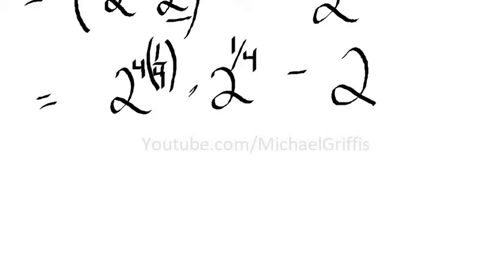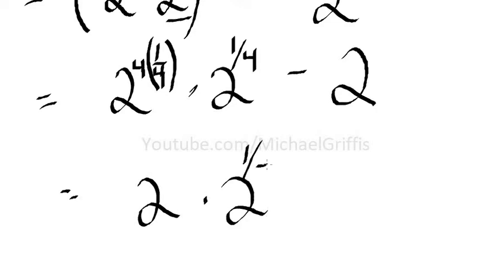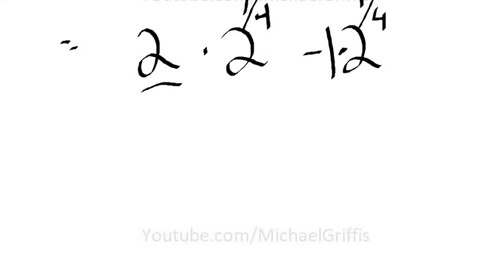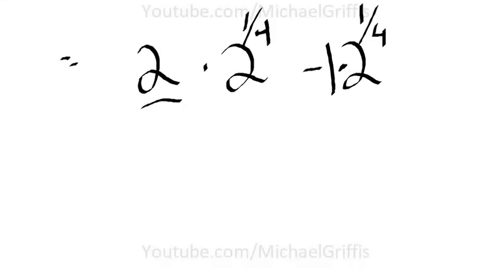So as you can see, 4 times 1/4 is 1. So we end up with 2 times 2 to the 1/4 minus, and I forgot to write a 1/4 here, minus 2 to the 1/4. So now we have like terms. There's a 2 out front, and there's really, we could say, a 1 out front here. So 2 minus 1 is 1. So this reduces down to 2 to the 1/4.